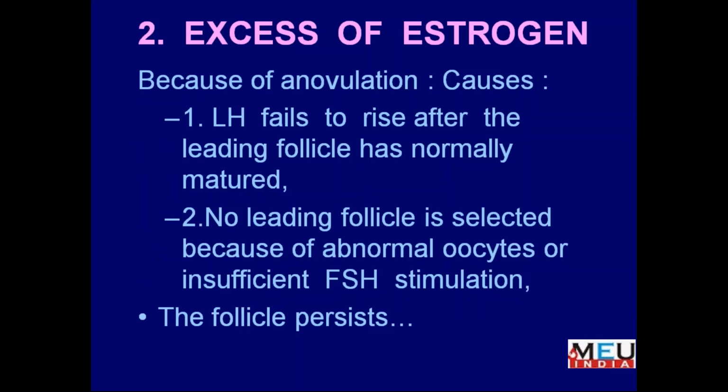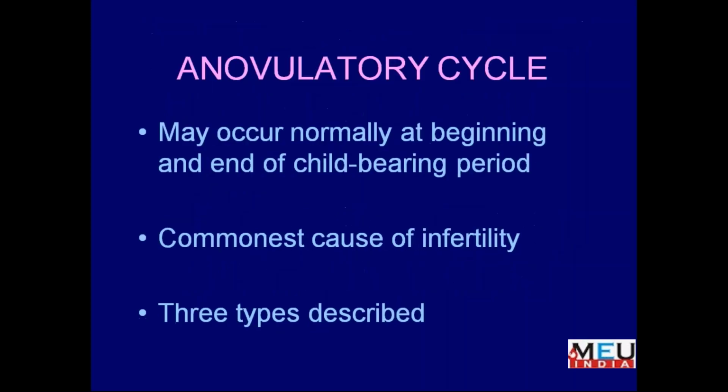then because the lady has not ovulated, as a result the progesteronic phase has not started. So why could this be? The luteinizing hormone fails to rise after the follicle has matured, and as a result the follicle will not ovulate. Sometimes no leading follicle is selected because of abnormal oocytes or insufficient follicle stimulating hormone stimulation, and as a result the follicle persists.